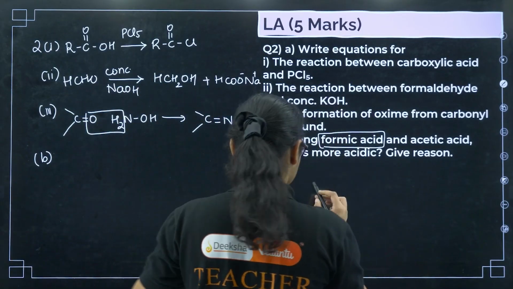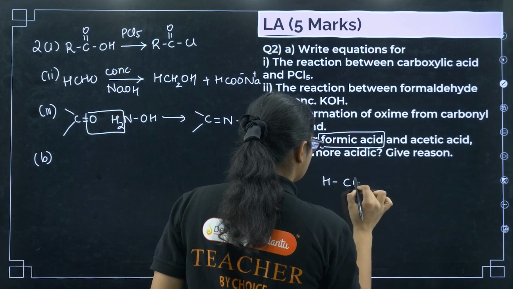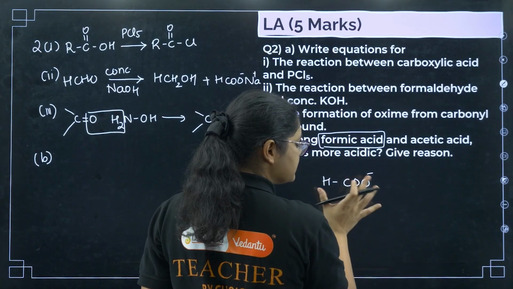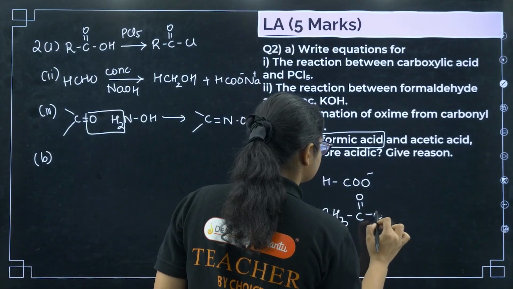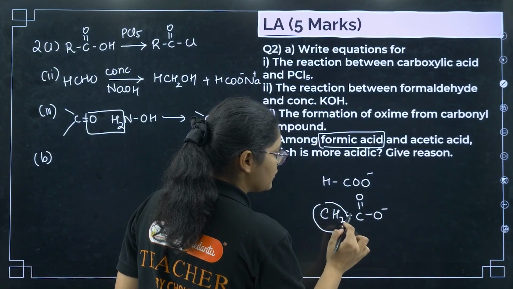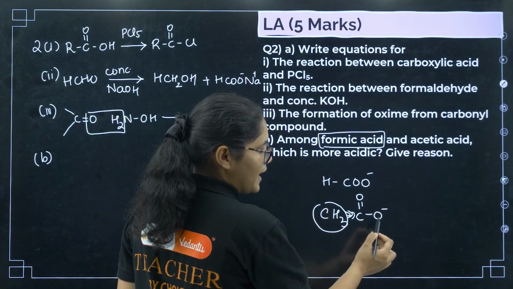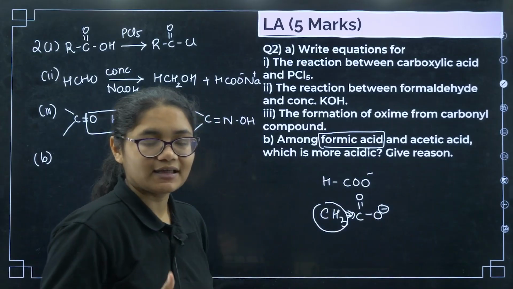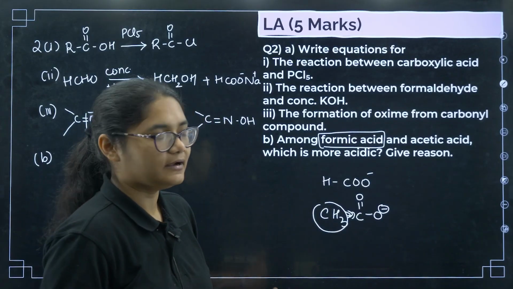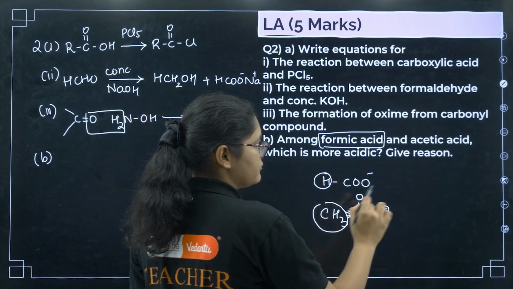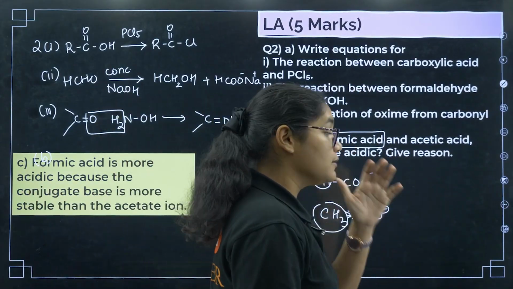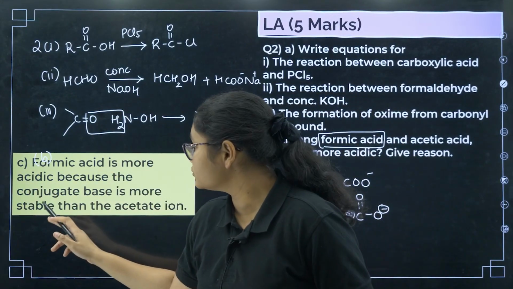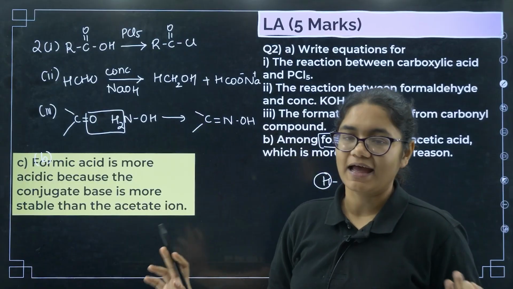For example, if you see formic acid, we will get this conjugate base, and this is a stable one. But if I see acetic acid, the conjugate base is like this. Now this CH3 group can donate electrons to this carbon and the electron density will increase, and that is why the stability will decrease. But here there is no such effect. So you can see here, formic acid is more acidic because the conjugate base is more stable than the acetate ion.